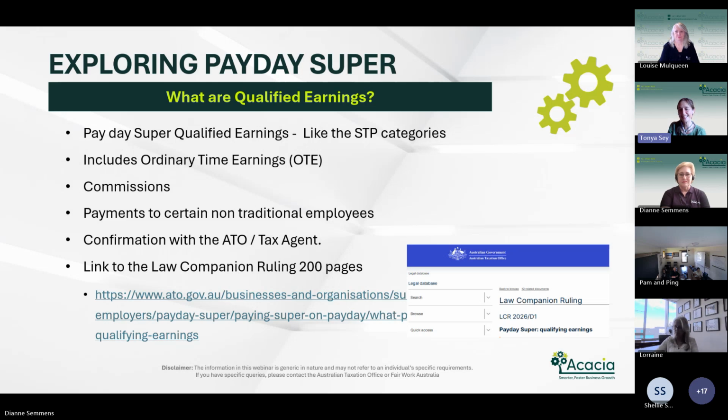I did originally, because Louise was preparing these slides for us, give her a link to the Law Companion document, 200 pages, which explains what qualified earnings actually happens to be. So it's quite an in-depth thing. It's a really good document if you feel like reading it. It does go into a lot of detail of what things are. But start with the other web link that we've got there. Too big to put on one slide.